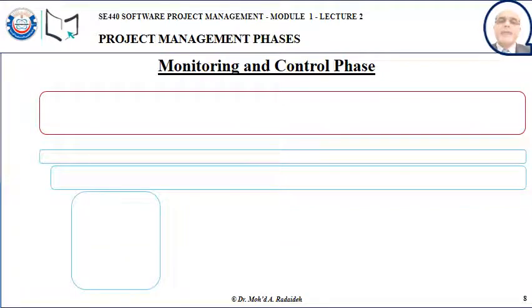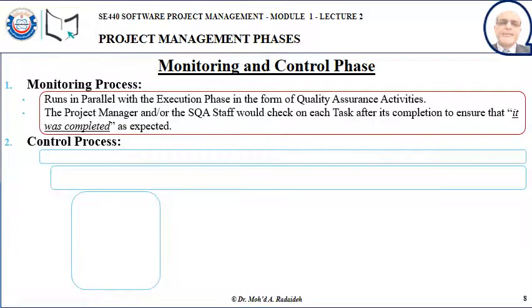Now, with the monitoring and control phase, which comes after the execution, however, we should say that the monitoring part goes hand in hand or in parallel with the execution. It's very much a quality assurance to double check on every task once it is completed. The control entirely comes after the execution phase. So the monitoring process, as I explained, runs in parallel with the execution phase. Then the objective of the monitoring is that each task was completed as expected.